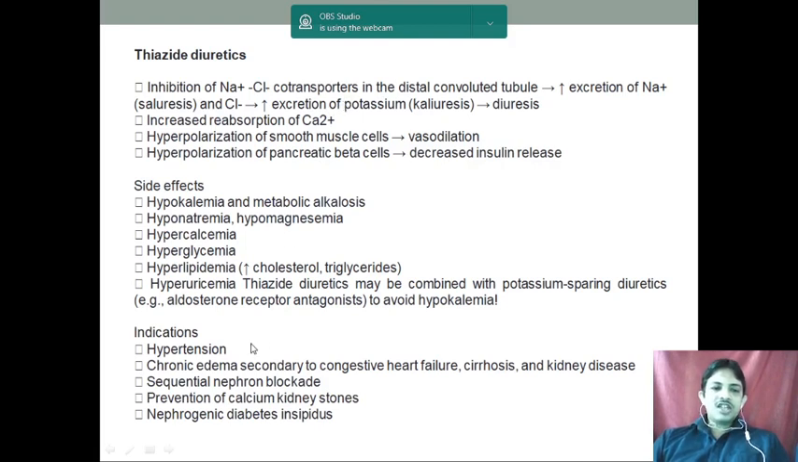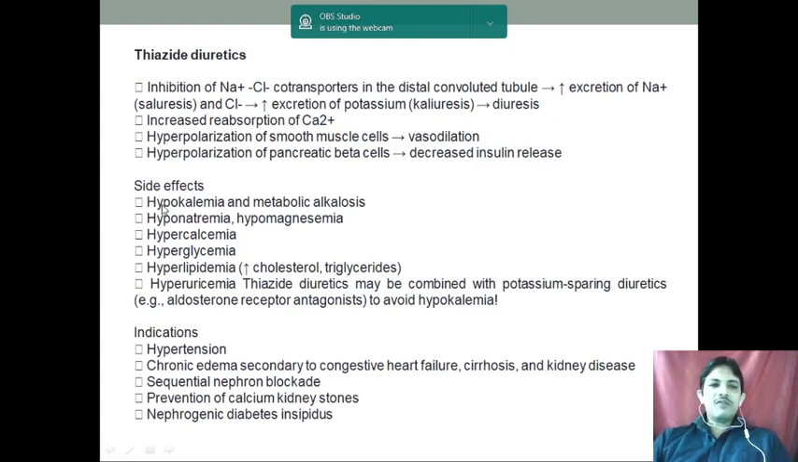What is the indication? Hypertension, chronic edema secondary to congestive heart failure, cirrhosis, and kidney disease. Next is sequential nephron blockade, prevention of calcium kidney stones, and nephrogenic diabetes insipidus. So these are the indications of the thiazide diuretics.